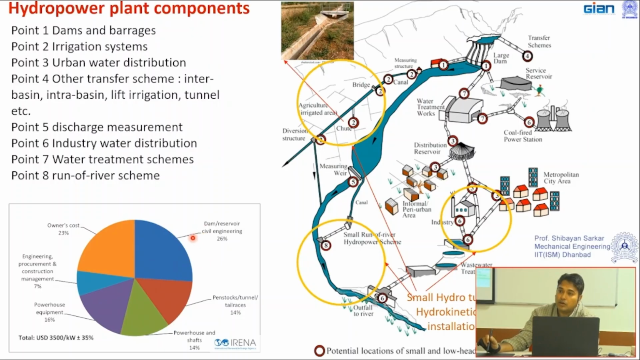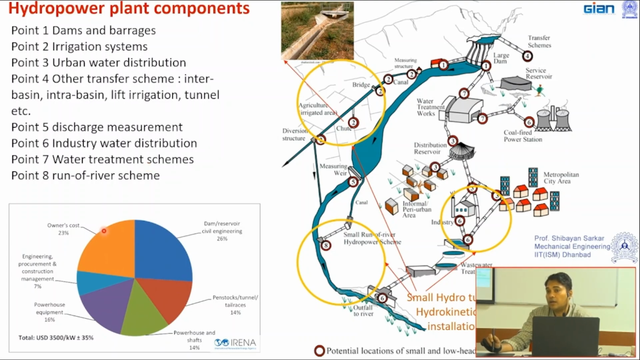So if you consider the civil construction itself, 26%, and some part here 14%, that means almost 40%. And here engineering, procurement, construction 7%, so almost 60%. 60% will go for the civil construction.